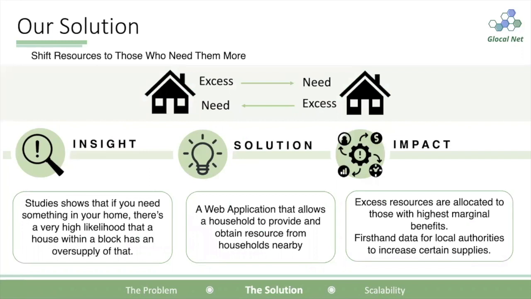An insight we found that's really interesting is if you need something in your home, there's a really high likelihood that a house within a block has an oversupply of that. With this logic, we realized that each household can have an excess and a need. For example, my household has an excess of toilet paper, but we need a lot of hand sanitizer. So if we can match our excess to another household's need and our need with another household's excess, we can really trade and exchange our resources to benefit both of us.